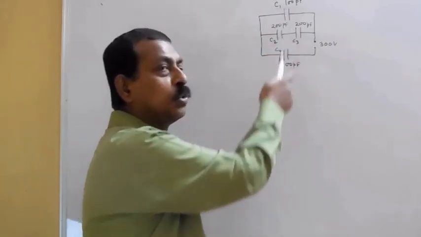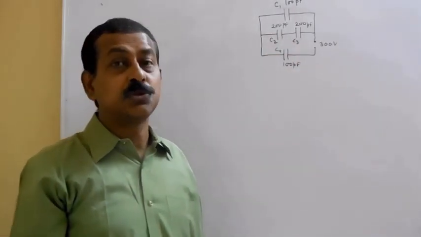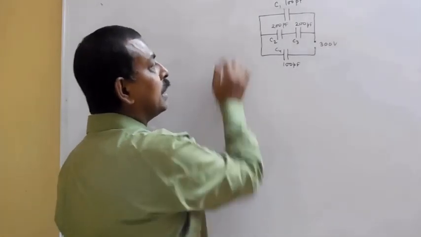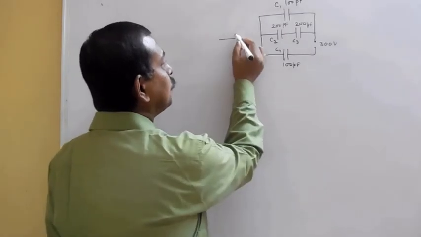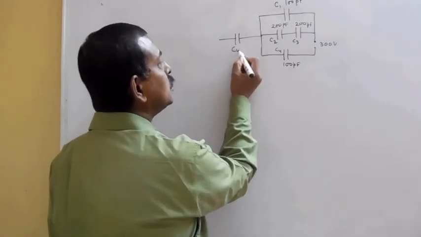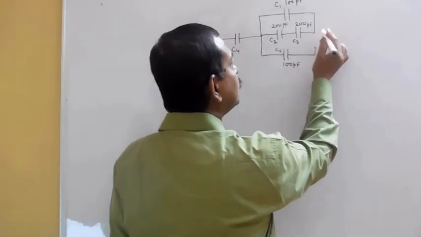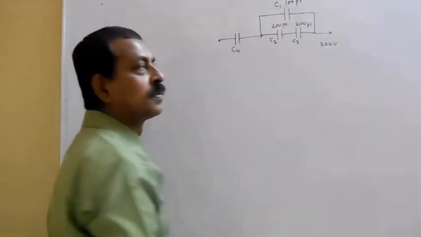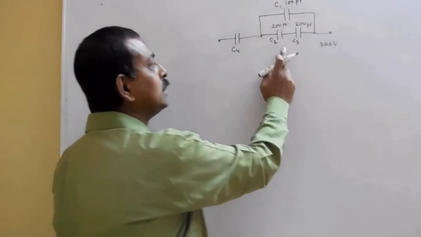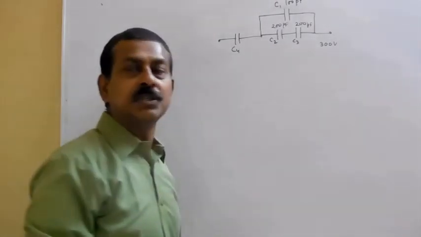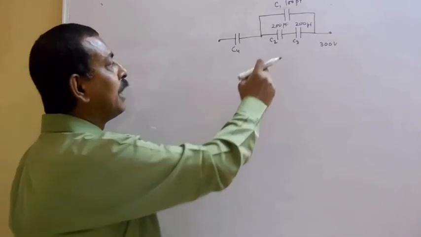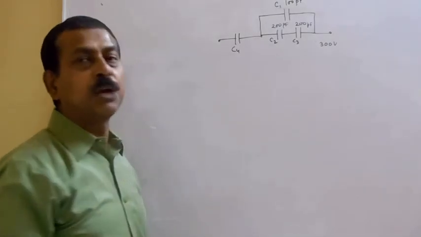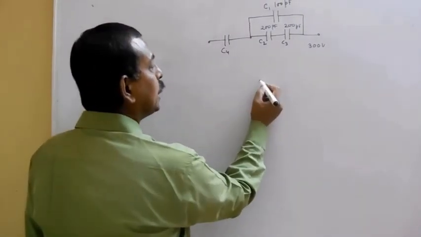They take this C4 also to be in parallel with the circuit, which is not correct. In fact, if I pull this point here, then it will appear as if you have C4 connected like this. So you'll find C2 and C3 are in series. This will give 200 picofarad in series, giving you a value of 100 picofarad.